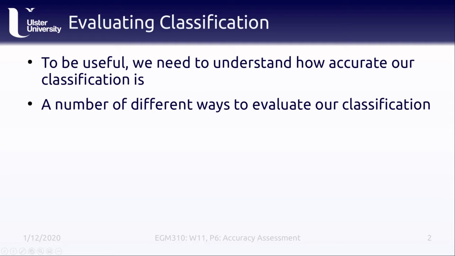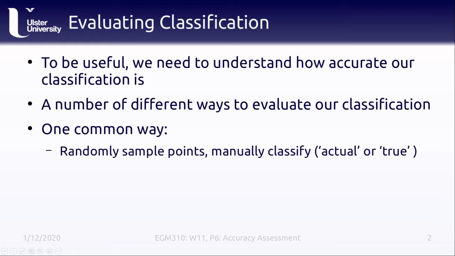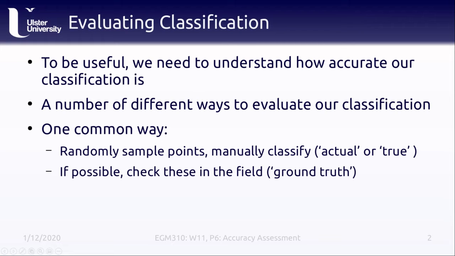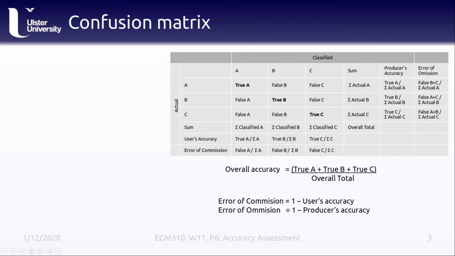We have a number of different ways that we can try to evaluate a classification, but perhaps the most common method works as follows. First, we take a random sampling of points within our study area. Typically, we want to sample around 1 to 2% of the pixels in an image. We can then look at each of these points and determine which class they should belong to. If we can, we might also go and check these points in the field in a process known as ground truthing. Finally, we compare the results of our manual classification with the results of the automatic classification and calculate the error and uncertainty. When we do this comparison, we most often use something known as a confusion matrix.